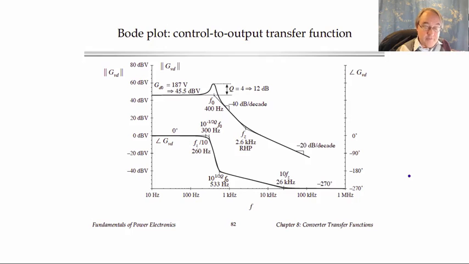So then here's a plot of that. So this is the control to output transfer function. We have our DC gain of 45.5 dB volts. We have two poles at 400 Hertz. After 400 Hertz, the function starts to decrease with a minus 40 dB per decade slope. And we have a Q of 4, which is 12 dB at F0. So there's a resonance here, and this value of the function at 400 Hertz would be 12 dB plus 45.5 dB. That's actually dB volts.